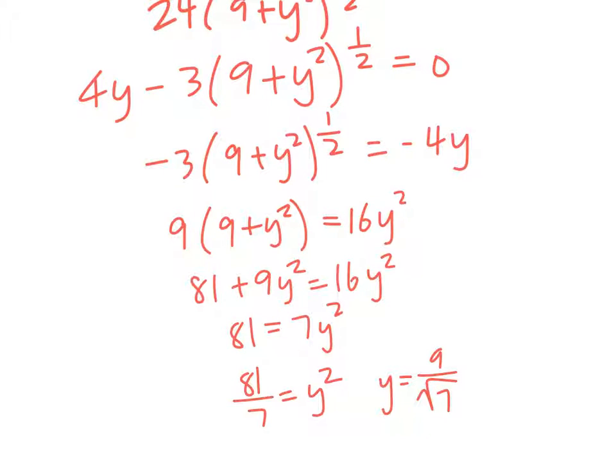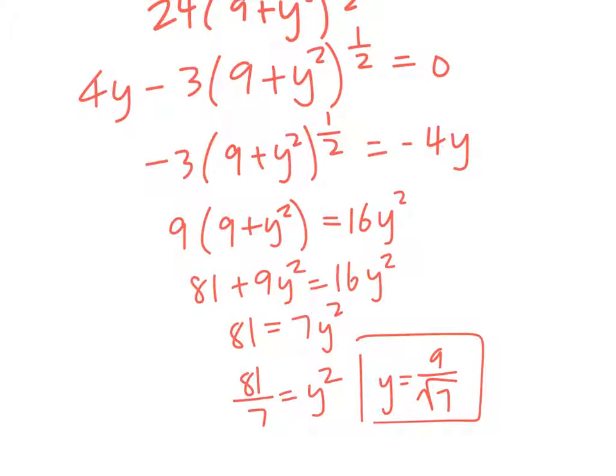Plus or minus, but we only want the positive distance. We can do a sign chart, but that has to be the answer. So he needs to run this much up, 9 over square root 7 up, or roll to that point and then run up.